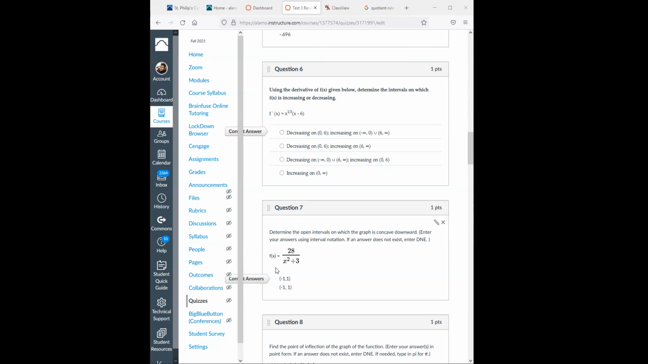So all you have to do is set it to 0. The derivative equal to 0 would give us x to the 1/3 times x minus 6 equal to 0, which means that x to the 1/3 is equal to 0, or x minus 6 is equal to 0, which means x has to be 0 or 6, right? So those are our critical numbers, basically.